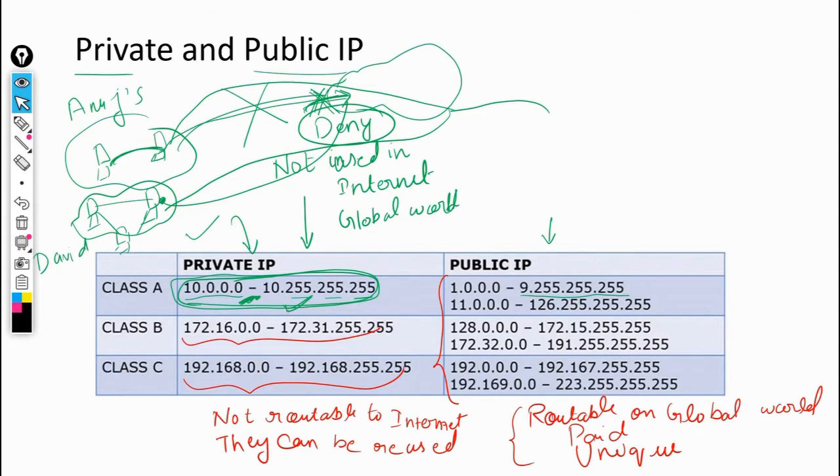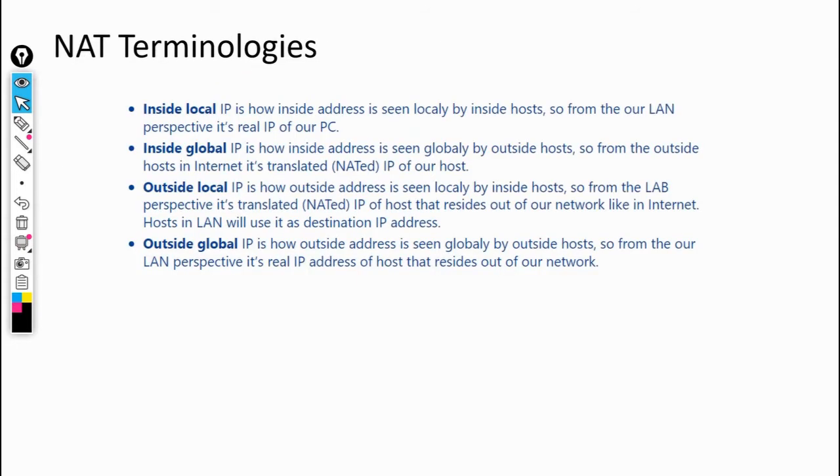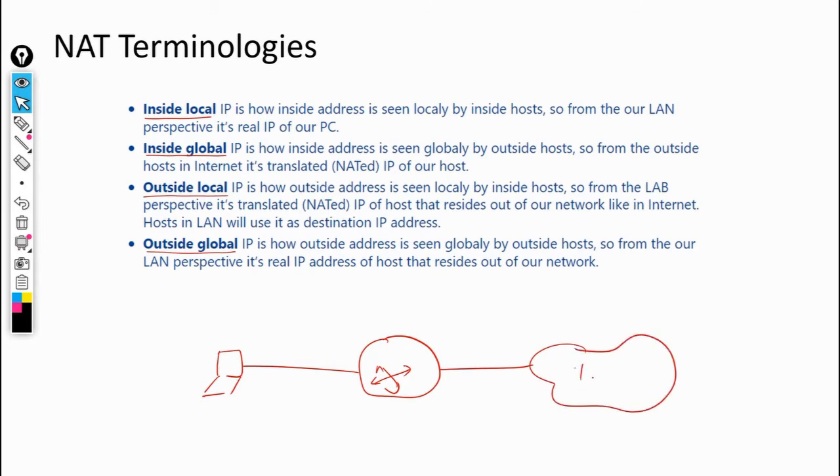Okay, so there are some NAT terminologies: inside local, inside global, outside local, outside global. In order to understand that, let me take one router here. Okay, and let's say there's one computer connected here, and let's say this is our internet.